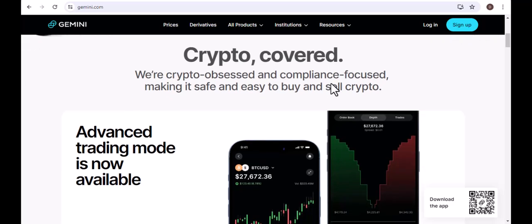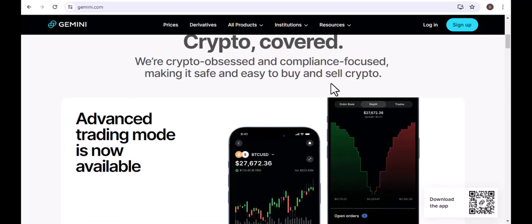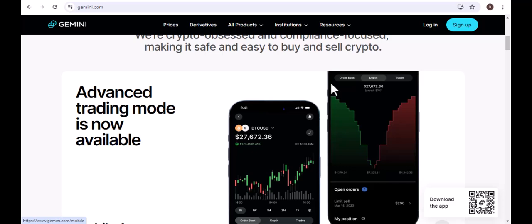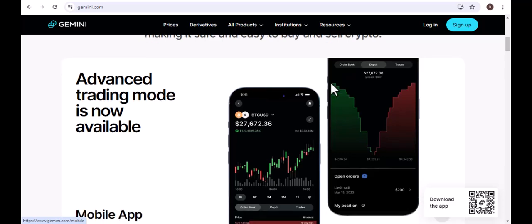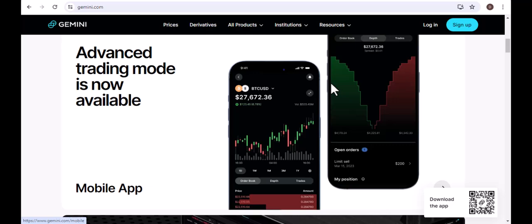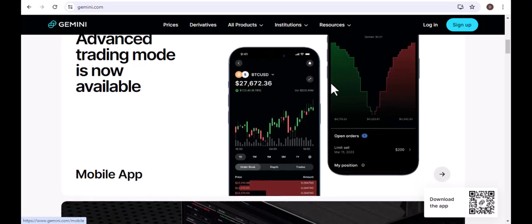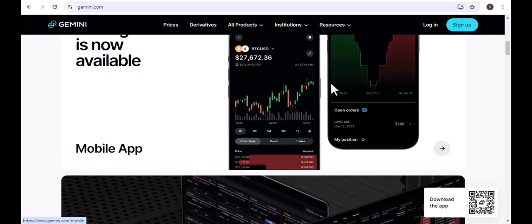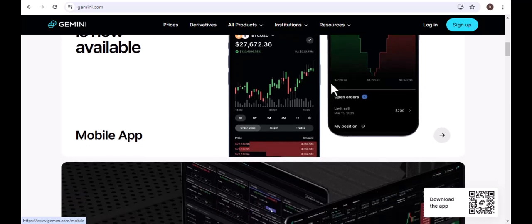Then there are more exotic, but equally powerful, order types. The immediate or cancel, or IOC, order is for when you only want a part of your order to fill immediately. Any unfilled portion is then canceled. This is great for high-frequency traders who want to execute as much as possible at a specific price, but don't want to wait for the rest to fill.